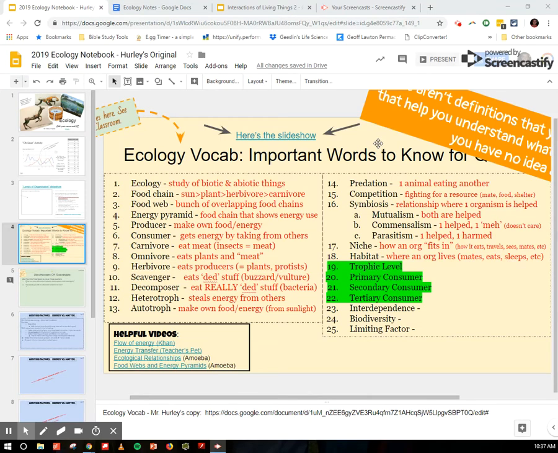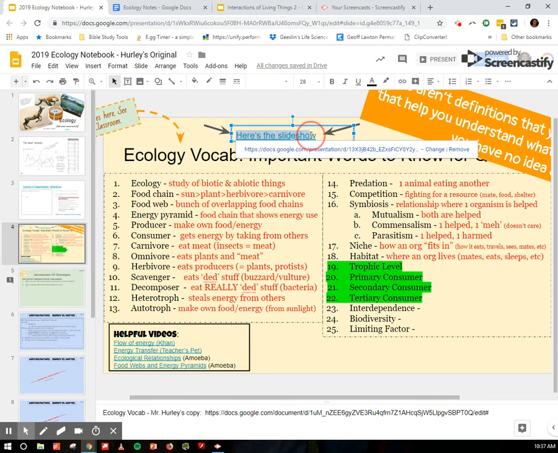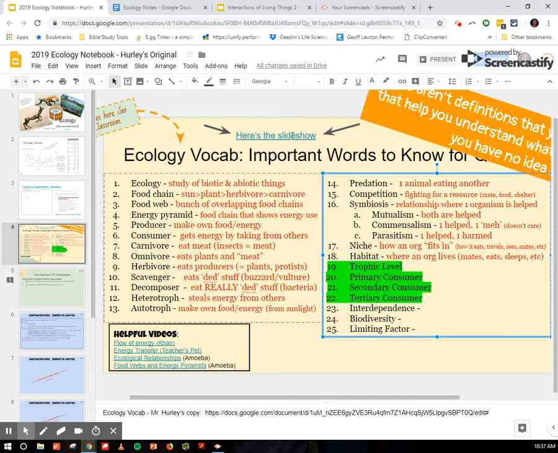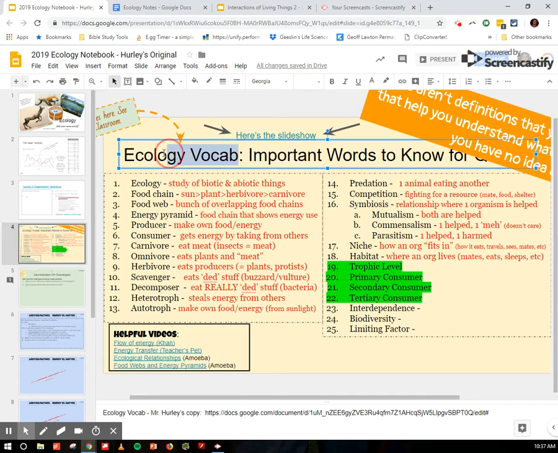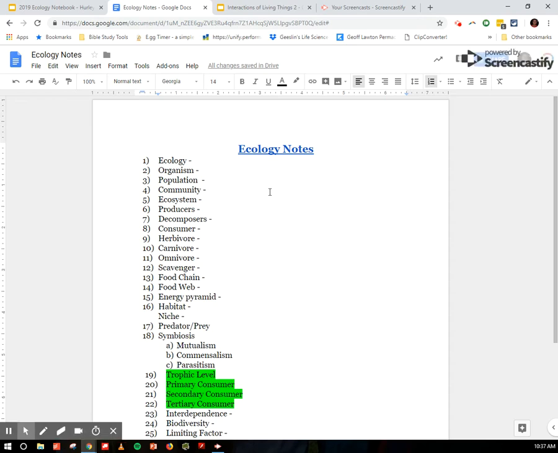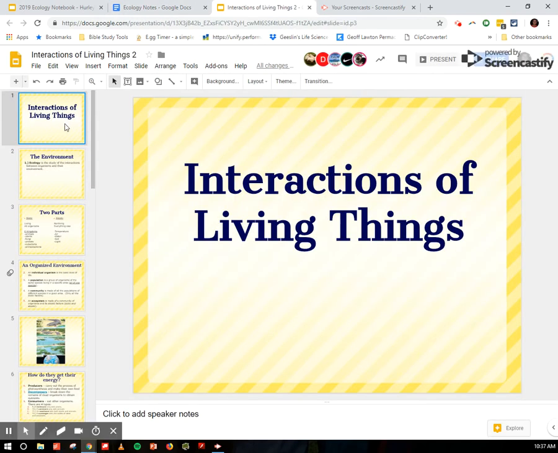All right, we're going to go ahead and take notes for ecology using this slideshow right here. That's on your Google document slide number 4, I believe. You also should have a link up here where it says ecology vocab. This is the ecology vocab note document, and this is the interactions of living things ecology document. So you should have these two documents open.